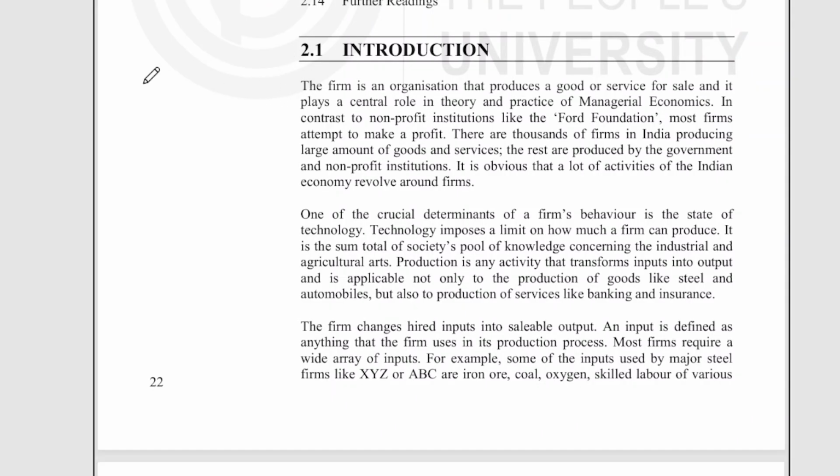The firm is an organization that produces a good or service for sale, and it plays a central role in the theory and practice of managerial economics. In contrast to non-profit institutions like the Ford Foundation, most firms attempt to make a profit. There are thousands of firms in India producing a large amount of goods and services. The rest are produced by the government and non-profit institutions. It is obvious that a lot of activities of the Indian economy revolve around firms.